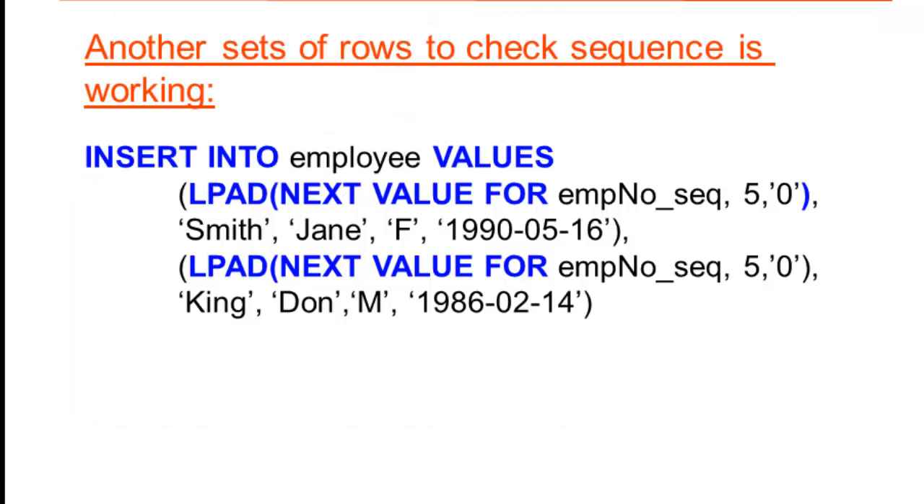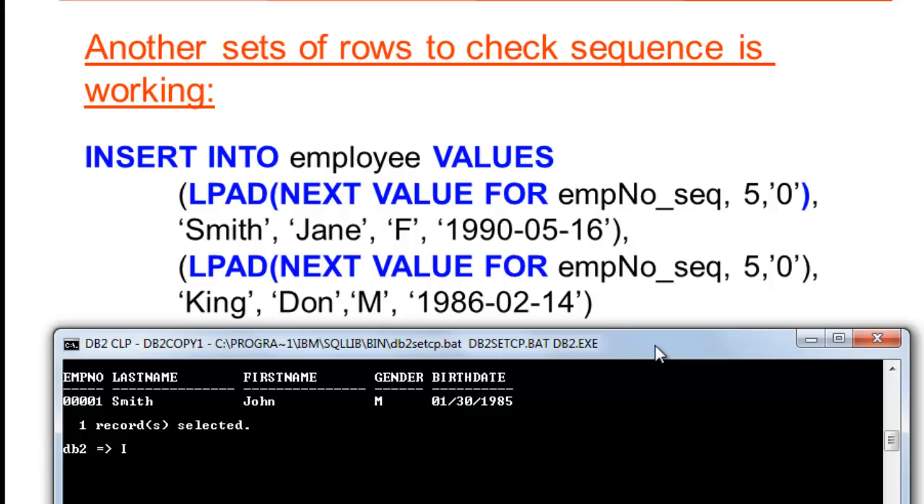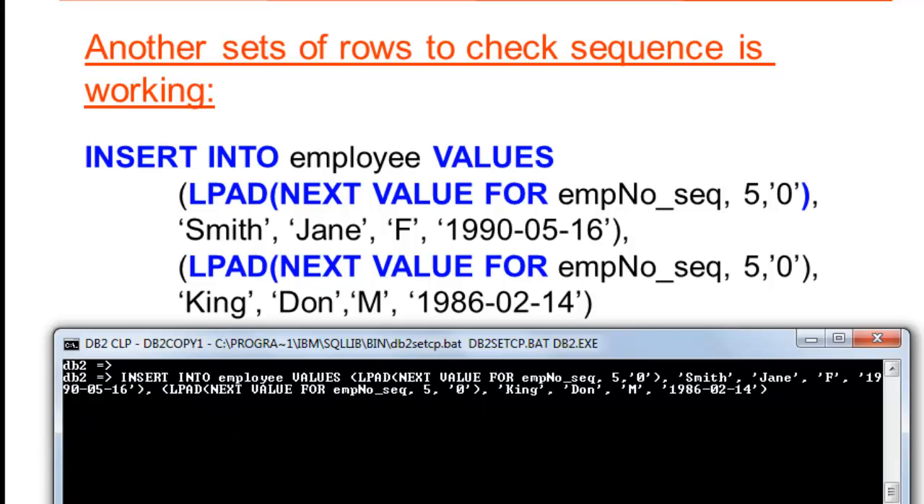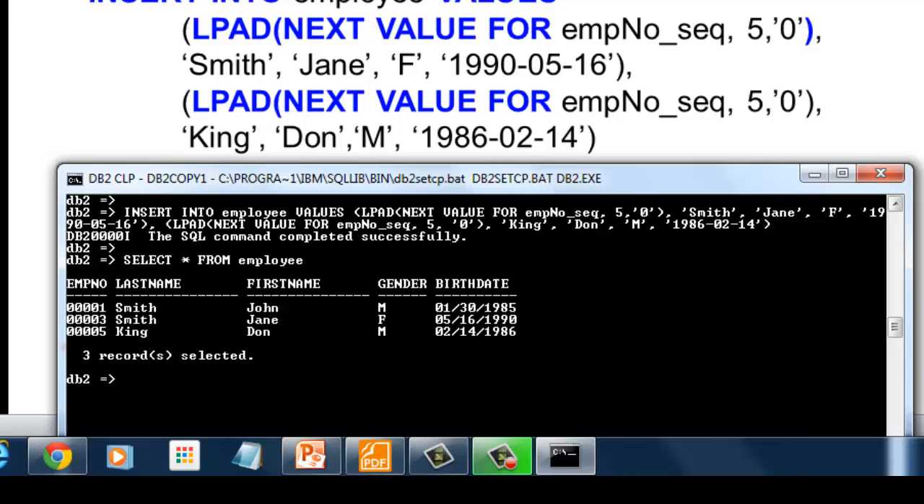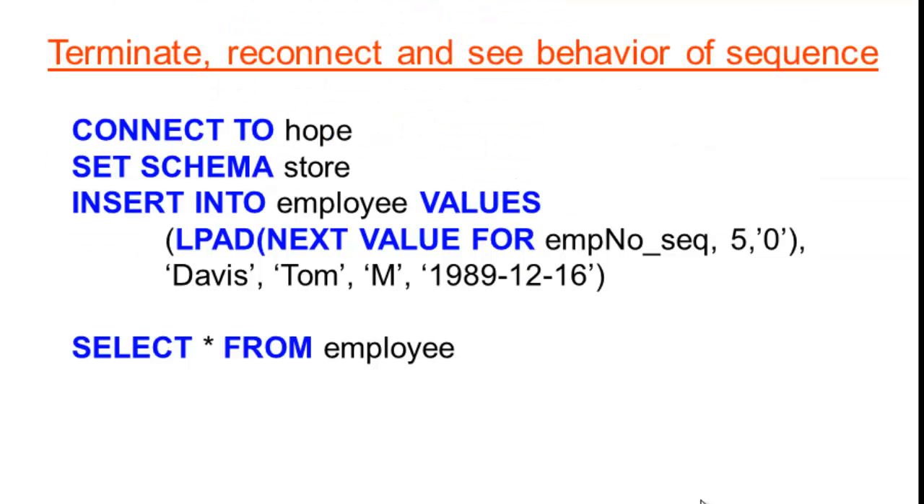Let us insert a couple of rows to check if our sequence is working. Let us display the records. So our sequence is working. Now let us terminate, reconnect, and see the behavior of the sequence.